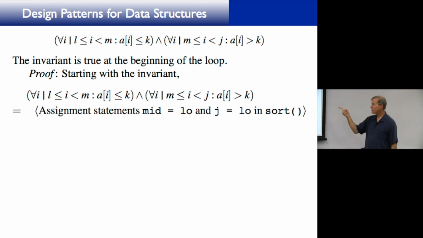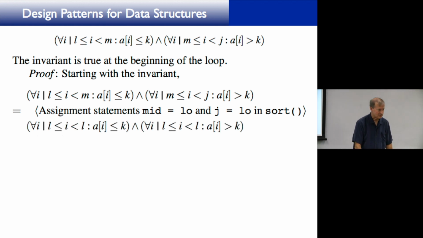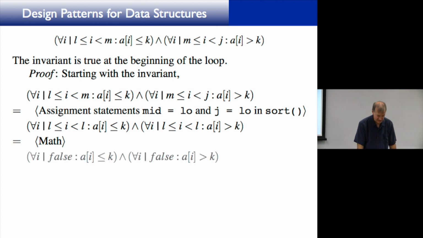Are you with me? So what changes here in this loop invariant? What do we do now? We replace M with what? L. And we replace what? J with L. J with L also. Does everybody see? That's just a simple look at the assignment statement, and that's what it does. So now what do we have? We have, for all I, L less than or equal to I less than L, false. How can L be less than or equal to I, but then I be less than L? The only way that can happen is if L is less than L, right? But L can't ever be less than L, so that's false. That's on both of them, right? So by math, that's false.